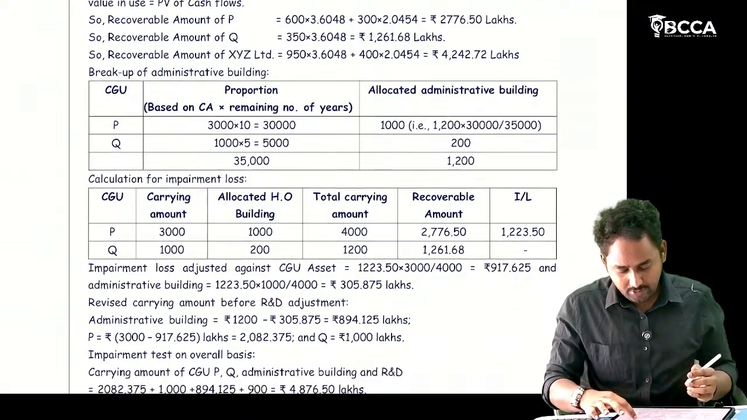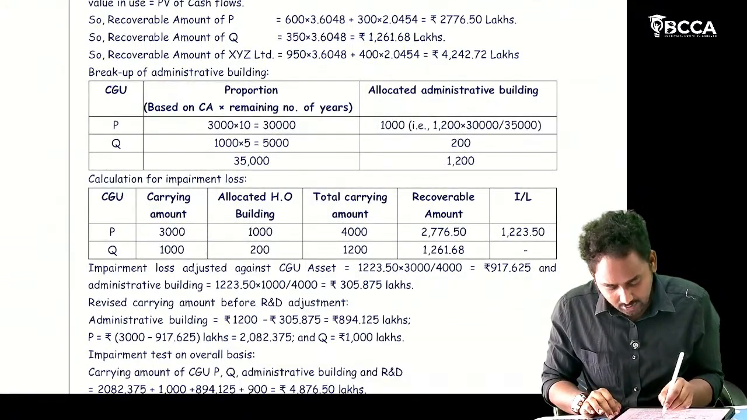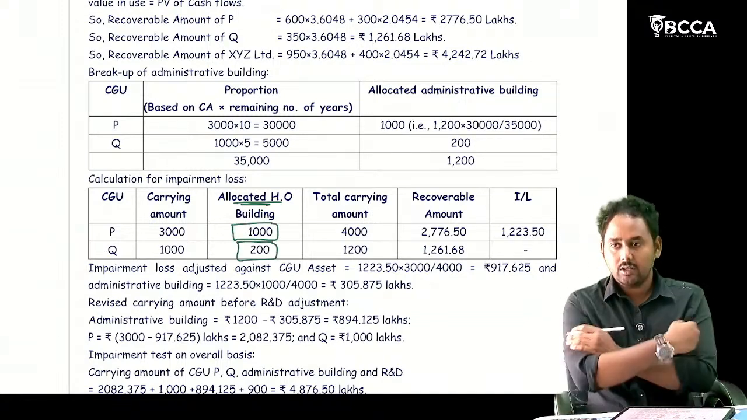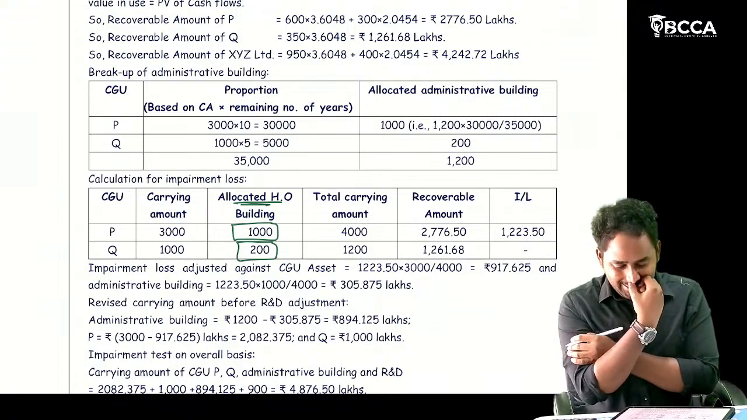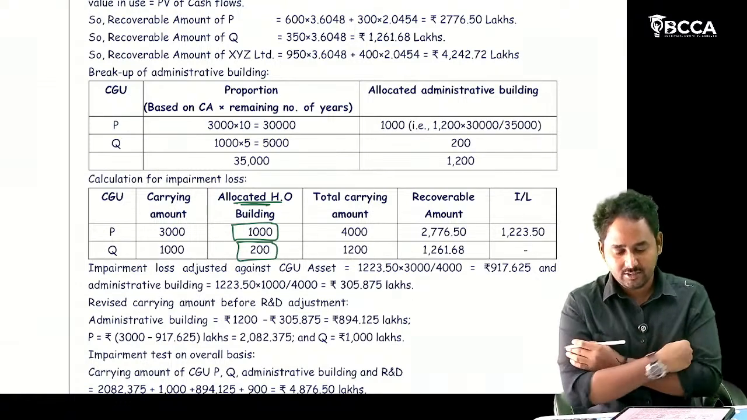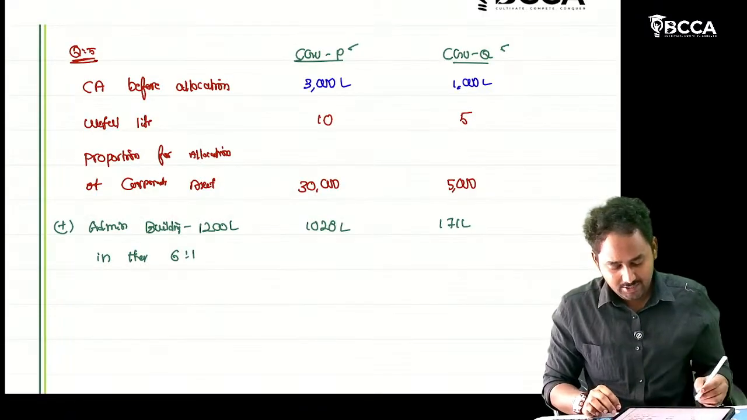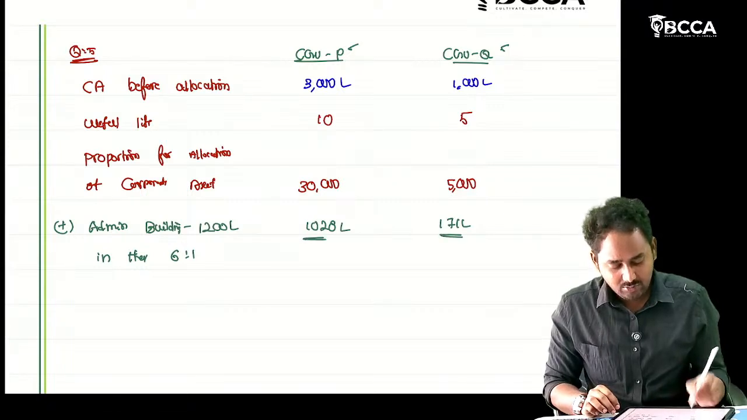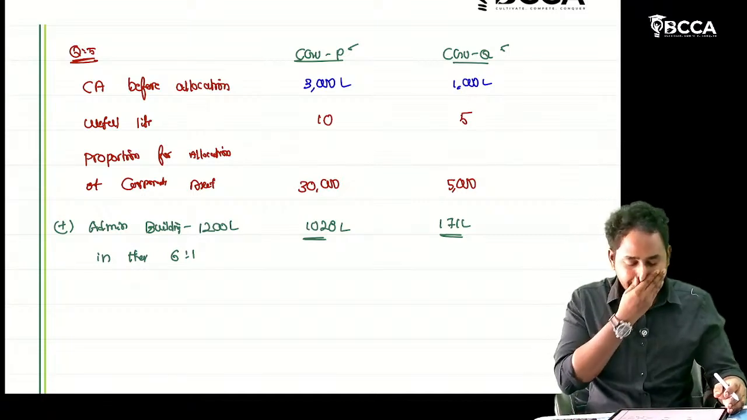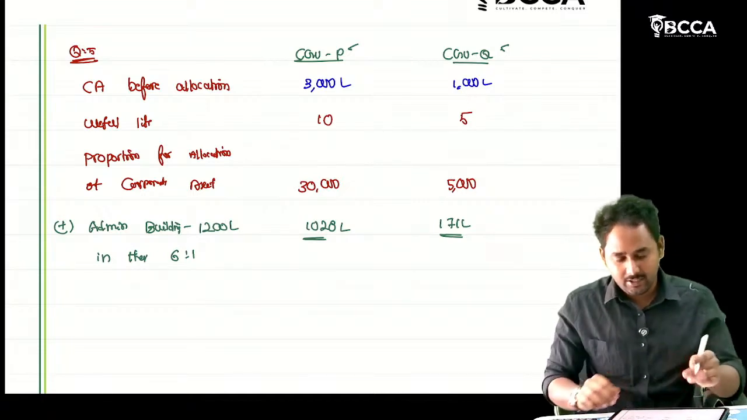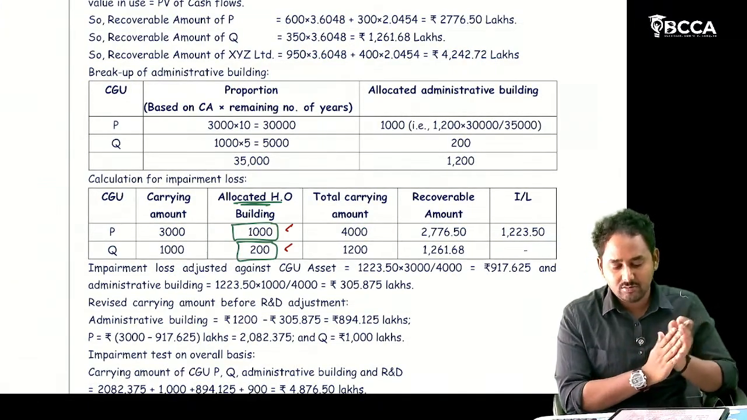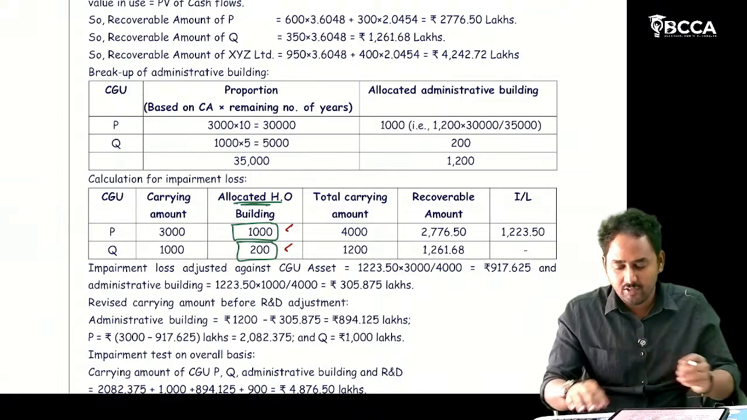But here they have given the allocated head office administrative building as 1000 as well as 200. In which ratio? They have taken the rounded off figures. But what is the actual amount? It is 1028 and 171 lakhs. You should remember it. Of course, if you do it like this, it is also correct. But in the answer itself, they have taken the rounded off values.